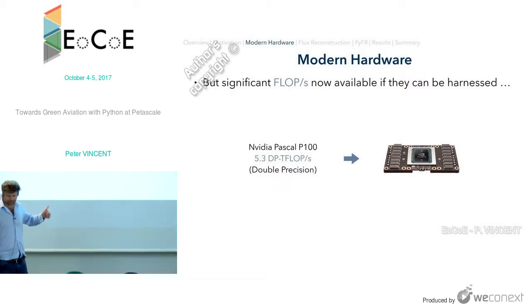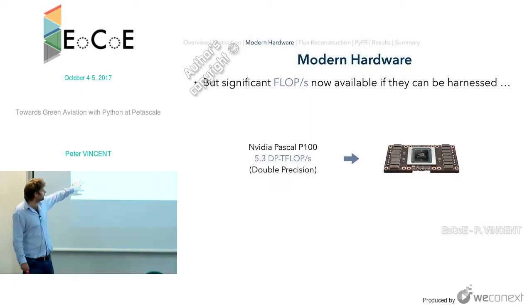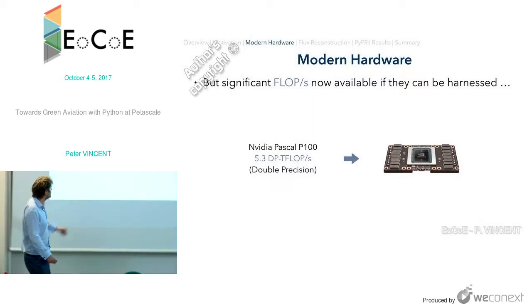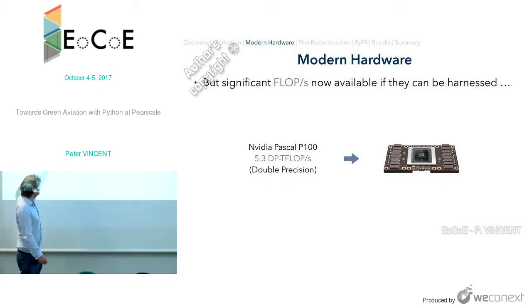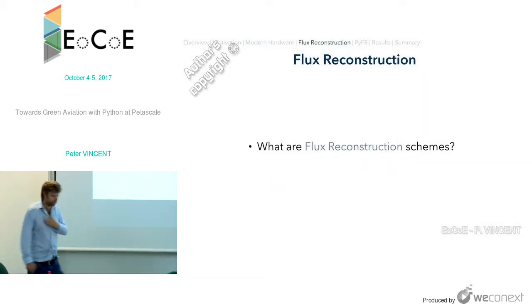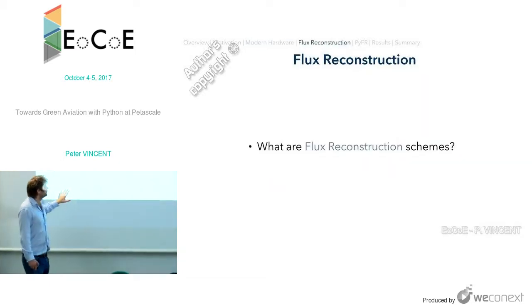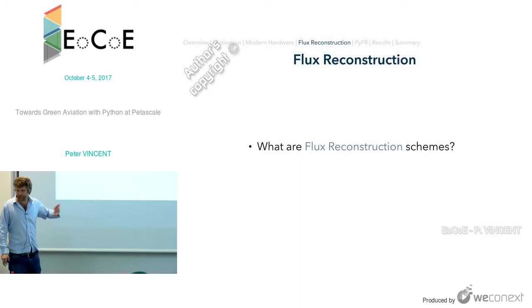So abundance of flops driven by parallelism, complex memory hierarchy, which are challenges, but there's significant performance available if you can harness it, and this is just the peak double precision teraflop number for a P100, NVIDIA's latest GPU. So that's some comments on the hardware, and we're interested in using all of this modern hardware. I'll talk about our cross-platform coding paradigms in a second when I come to the software.